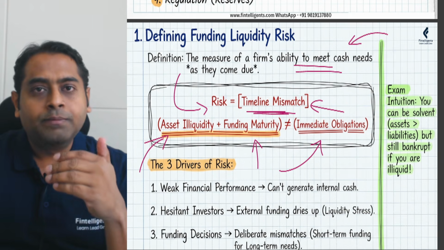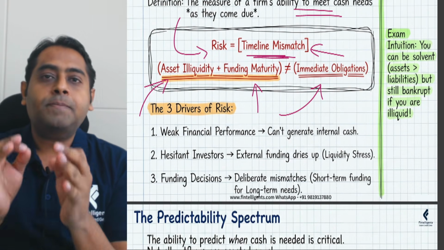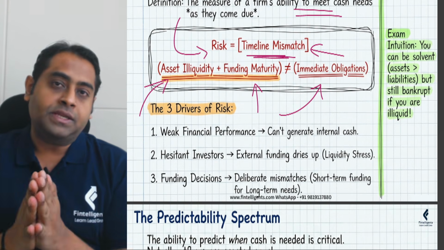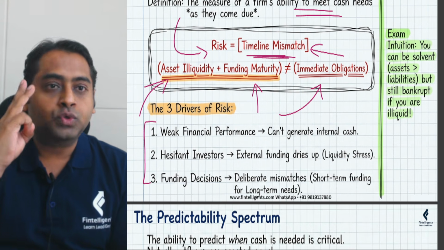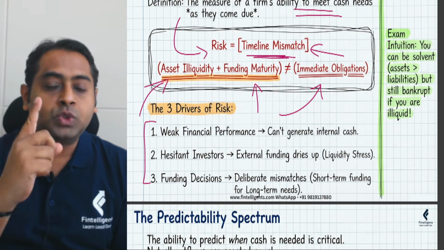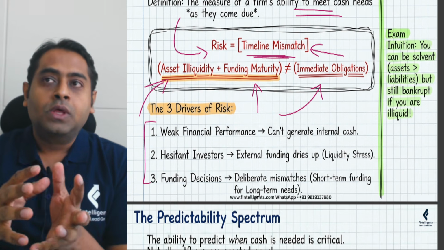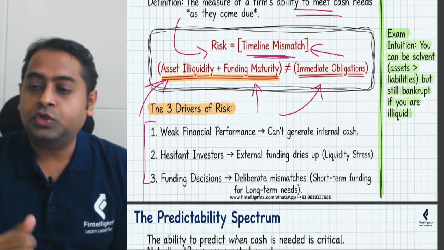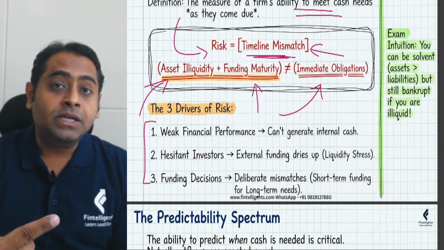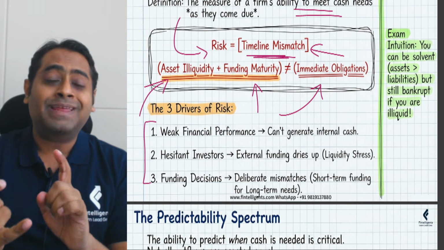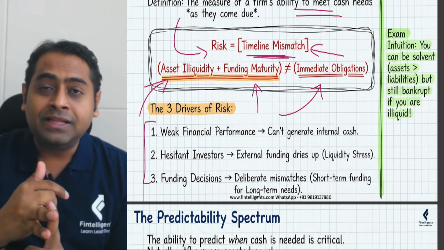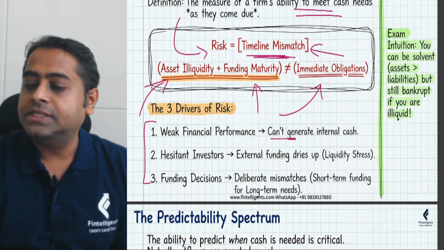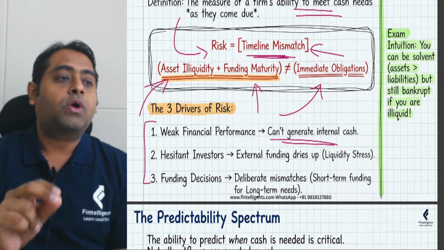Now we'll go into more detail. There are three primary drivers for this risk. What risk are we talking about? Funding liquidity risk. From the exam perspective you should know all three properly. The first one: weak financial performance. The majority of the time, companies are not able to pay back because their business is not doing well, so they are not able to generate cash internally, and hence they are not able to pay any obligation. It can be a bond obligation, payments to other creditors, payments to trade creditors; they are not able to pay. This is the first reason: they cannot generate cash internally.